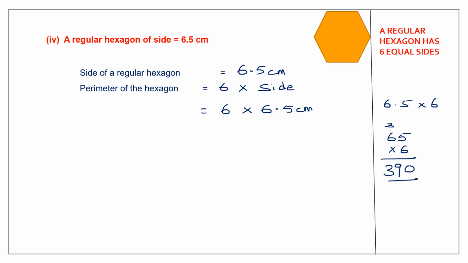Now let's go back to the question. So this has one decimal place, our answer also should have one decimal place. So here we have our answer, 39 centimeters. So the perimeter of this regular hexagon is 39 centimeters.